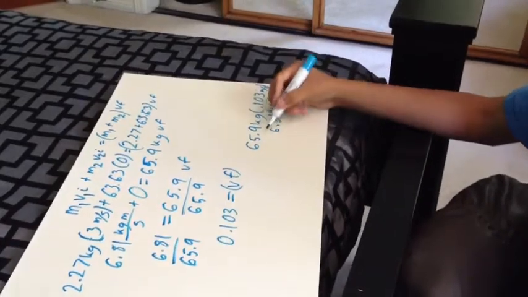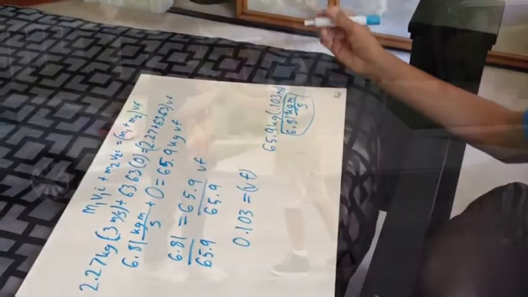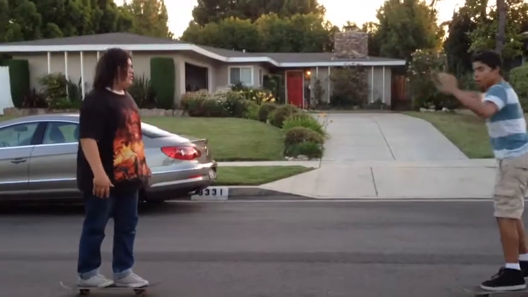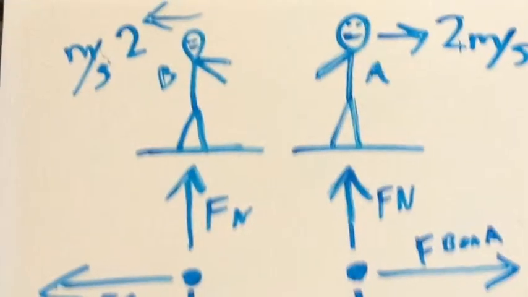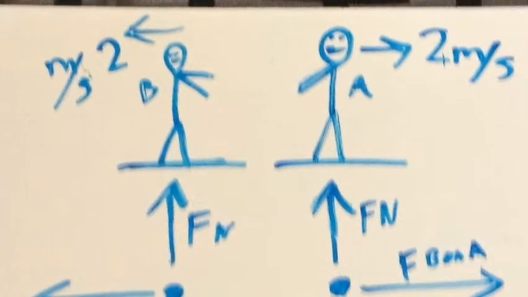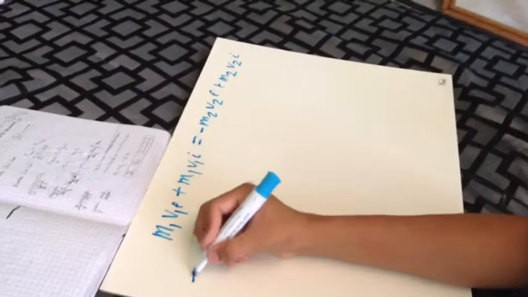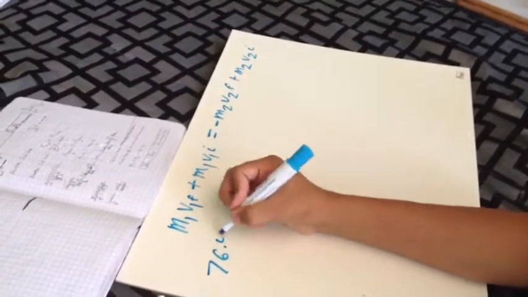And that's how that's done. Now let's look at an elastic collision. As you just saw, that was an elastic collision, and here's the first diagram. This is the equation for an elastic collision.